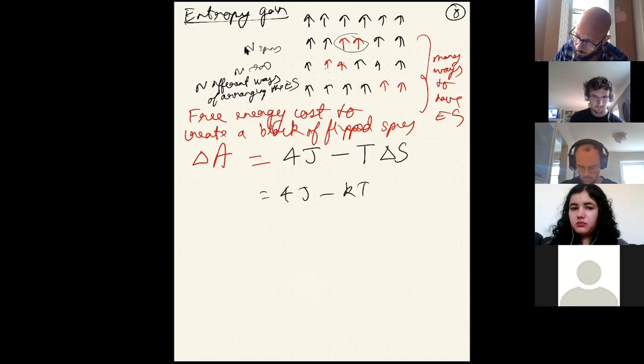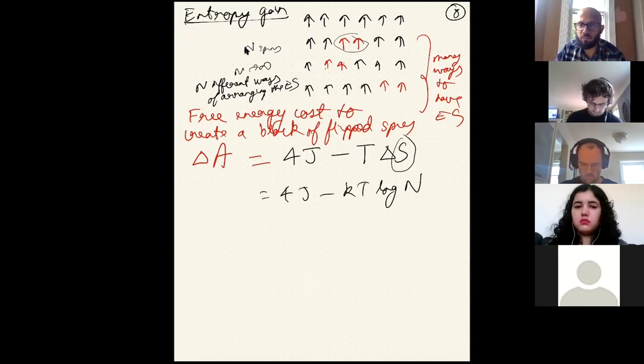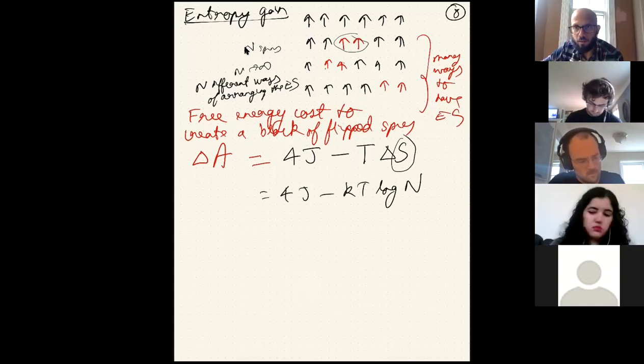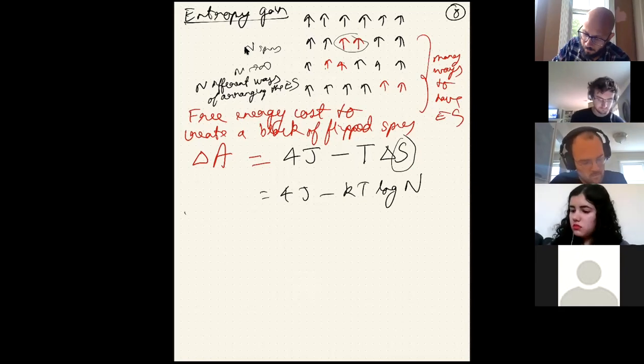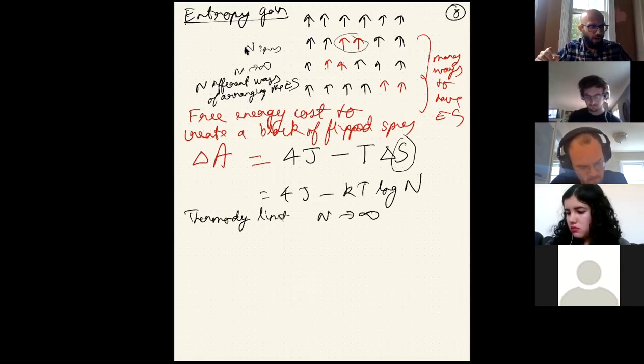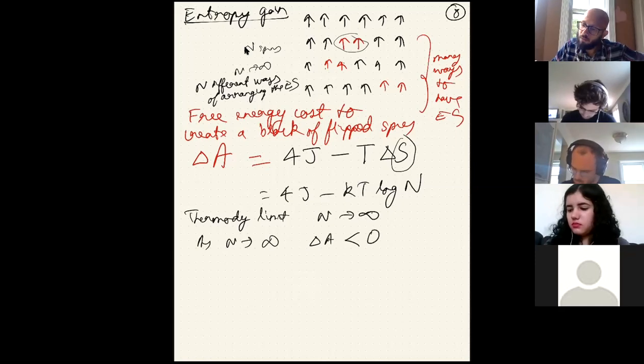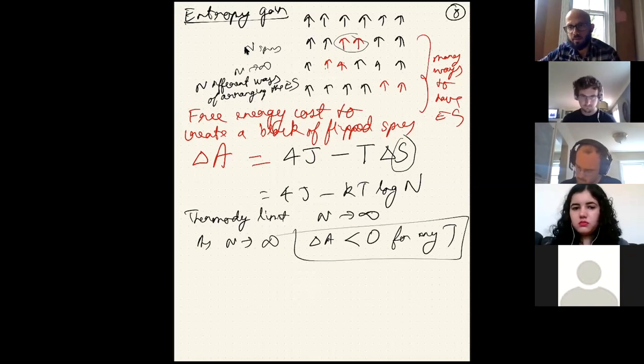So why do I have K here? This is going to be K log N, because the number of ways of arranging the system is proportional to N. So this is our free energy cost. And what are we interested in? We are interested in the thermodynamic limit. Thermodynamic limit means N tends to infinity. So as N tends to infinity, delta A tends to 0 for any T. That's our argument. Is that clear?